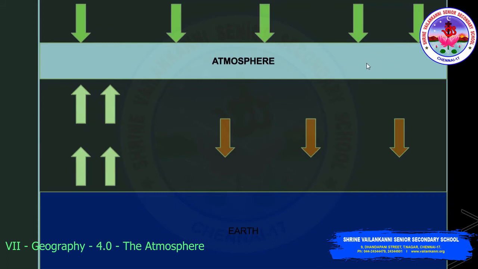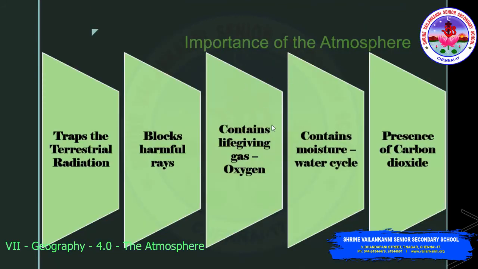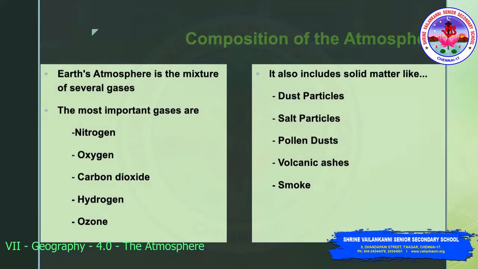The atmosphere also contains oxygen, the life-giving gas which we need to breathe to stay alive. The atmosphere also contains moisture, which is an essential part of the water cycle. The green plants need the carbon dioxide present in the atmosphere. So these are all the importance of the atmosphere. Next we will see about the composition of the atmosphere.